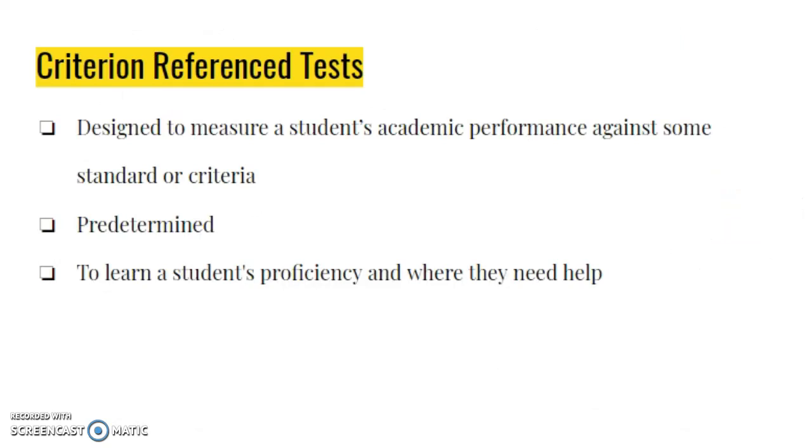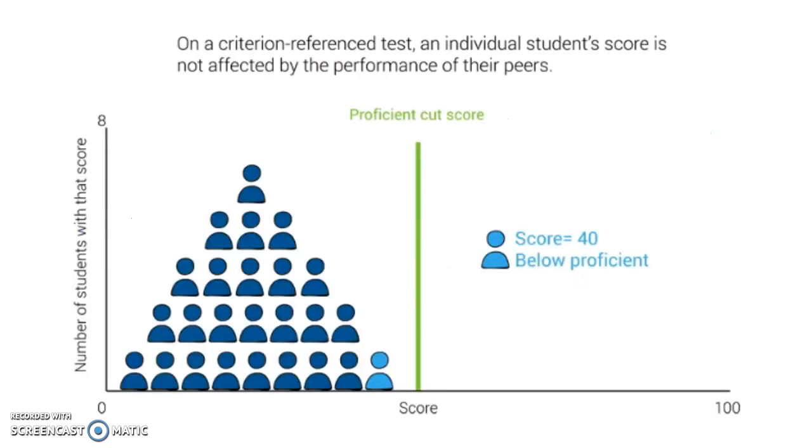So, to start off, we're going to talk about criterion reference tests. A criterion reference test is designed to measure a student's academic performance against some standard or criteria. This material will be predetermined, and basically it's to learn where a student is sitting and where they might need extra help. So pretty much any school test, maybe pre-testing, standardized testing, it all is criterion referenced. The next page will show a little bit of an image.